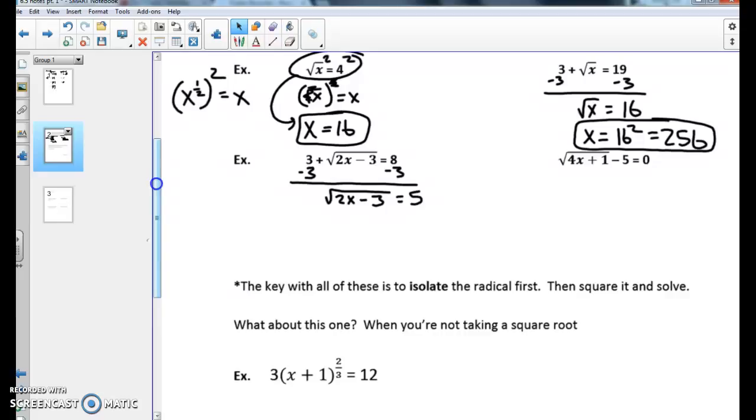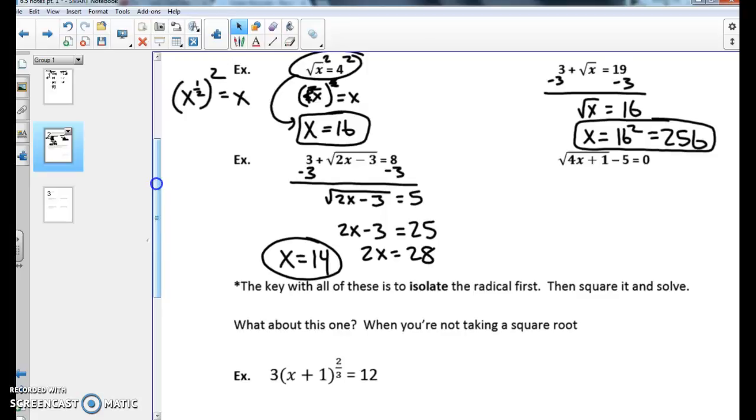All right, when I square the left, the radical goes away, leaving me with just 2x minus 3. When I square the right, 5 squared is going to give me 25. And now look at that. It's a nice little easy two-step algebra problem, right? We're just going to add 3. So 2x equals 28. Divide by 2. What is x going to equal here? 14. Okay, good. And let's do one more.